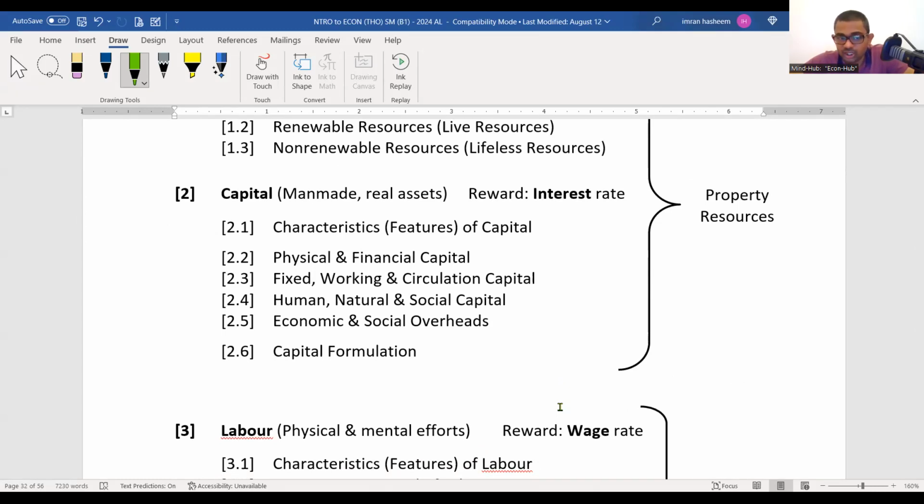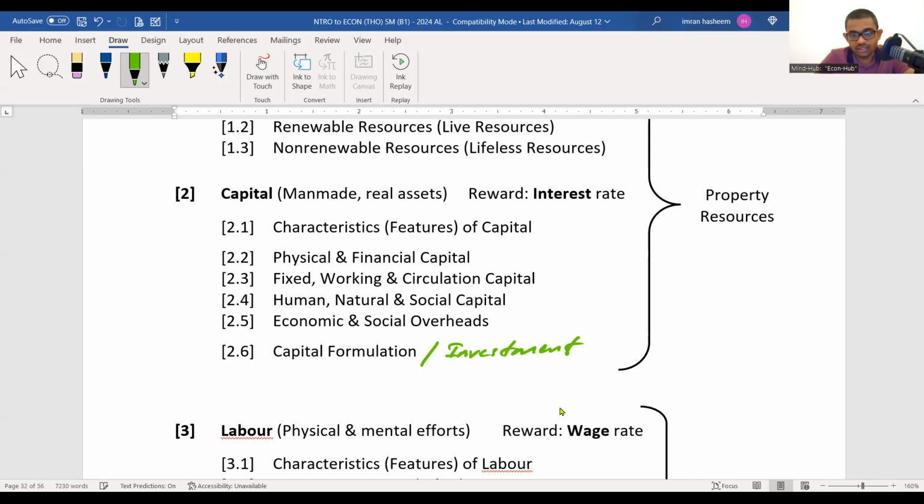Physical and financial, fixed and working or circulating, human and natural, social capital. Then we have economic and social overheads. Then we have to learn how to create capital. Capital is man-made, so how does this happen? It is called capital formation, investment. In case I forget, let's quickly do that. Sorry to take you from one place to another, jumping here and there.